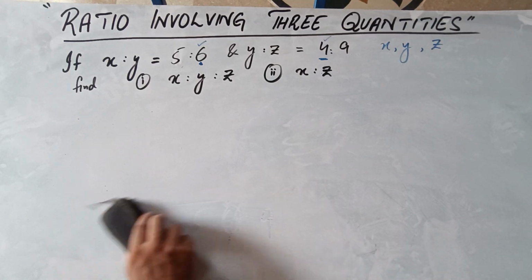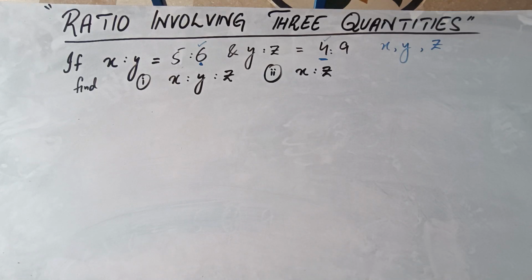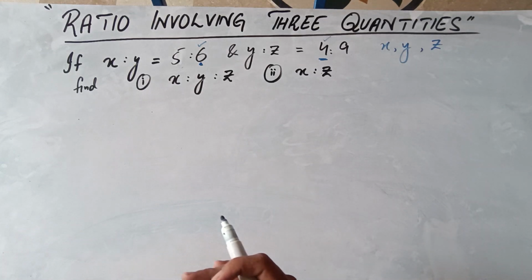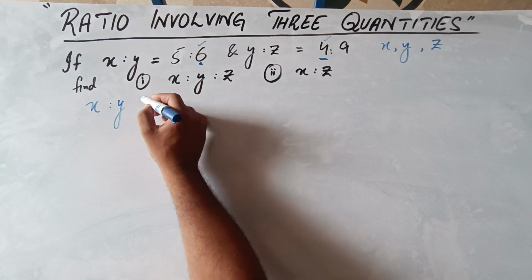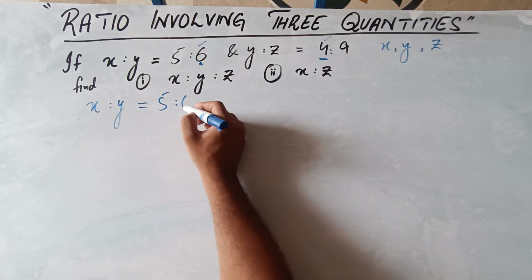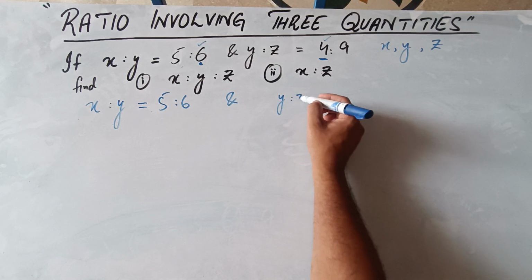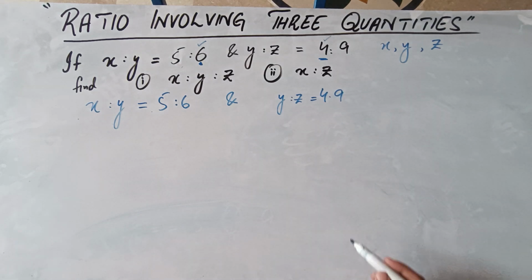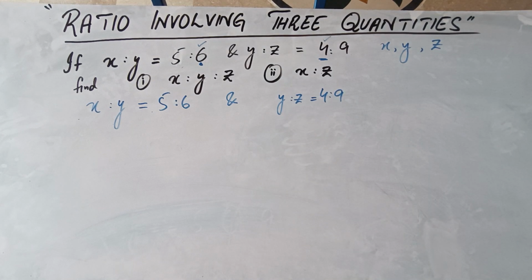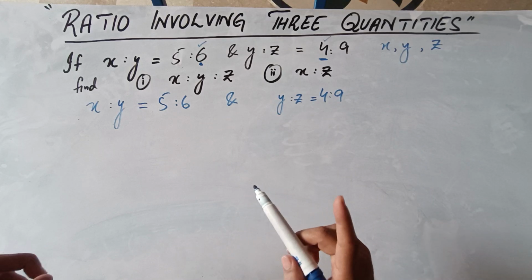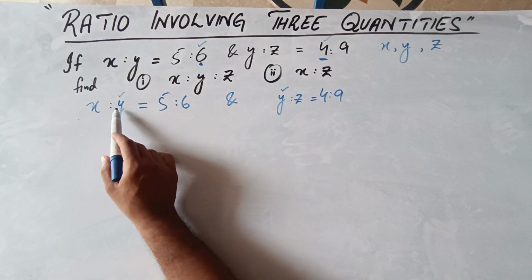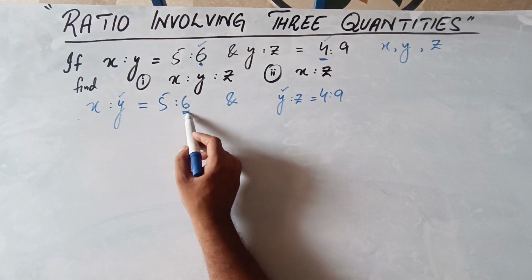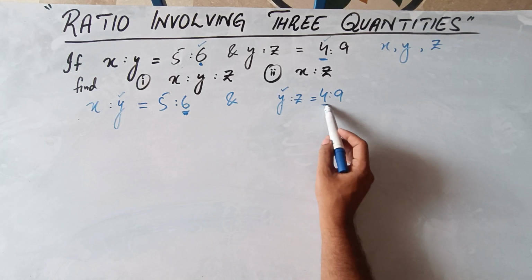So there is a proper technique and a proper rule for how to connect them together. It is a very simple technique to find out continued ratio between them. First of all, just write down both the ratios. x ratio y is equal to 5 ratio 6 and y ratio z is equal to 4 ratio 9. Now identify the common variable, the common quantity. So y is common in both of them, and the corresponding ratio of y is 6 over here and the corresponding ratio of y is 4 over here.